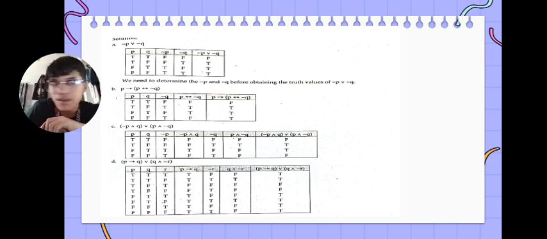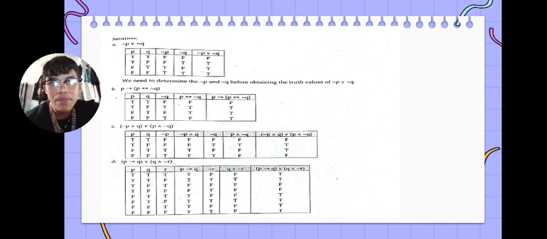Then the next is P, P and then Q. Then this. If P is true, its negation is false. Then if Q is false, then its negation is true. It is similar to the negation in example A.